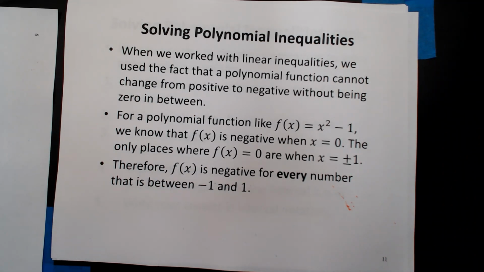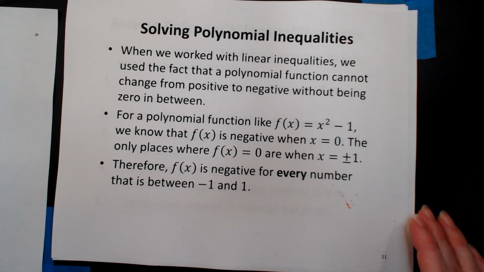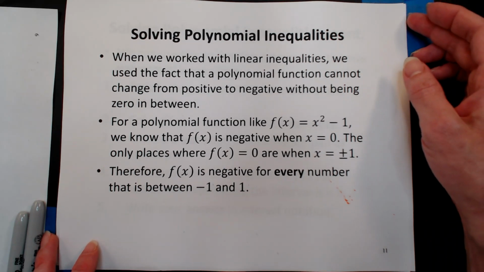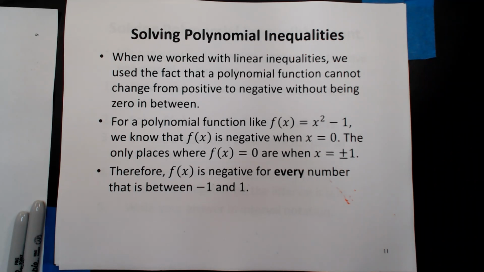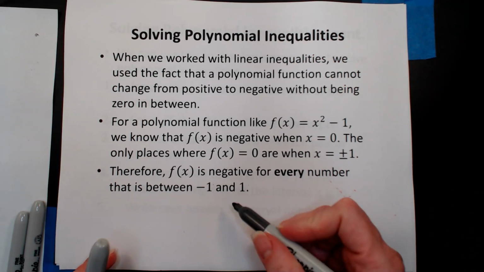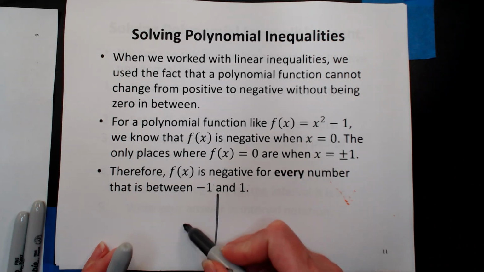Solving polynomial inequalities. When we worked with linear inequalities, we used the fact that polynomial functions cannot change from positive to negative without being zero in between. So for a polynomial function like f of x equals x squared minus 1, we know that f of x is negative when x equals 0. The only places where f of x equals 0 are when x equals plus or minus 1. Therefore, f is negative for every number between negative 1 and 1. So basically, this is the x squared graph moved down 1 unit.